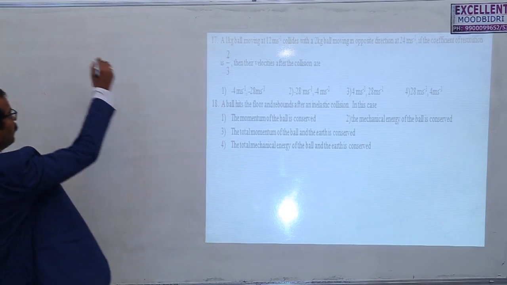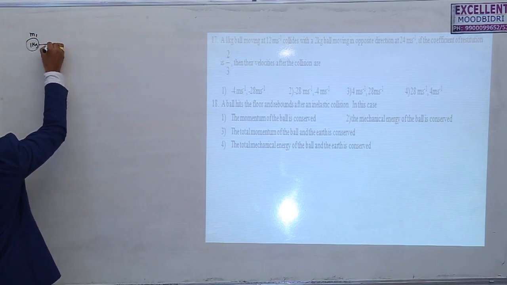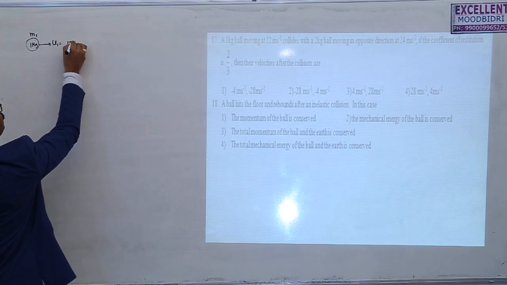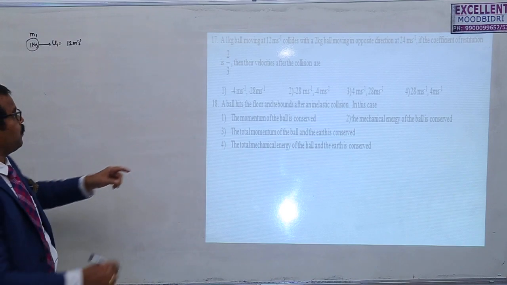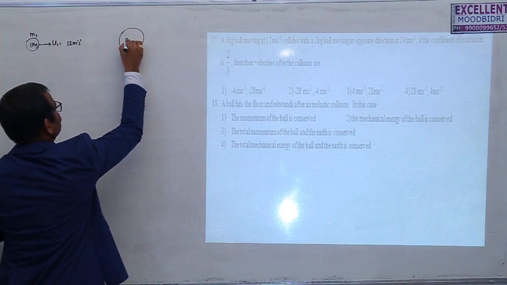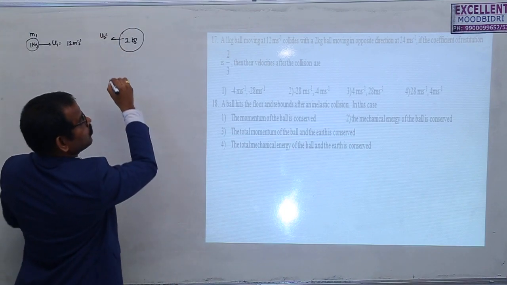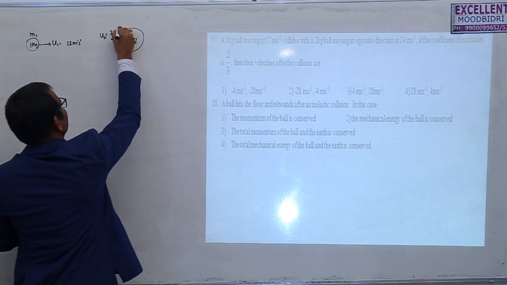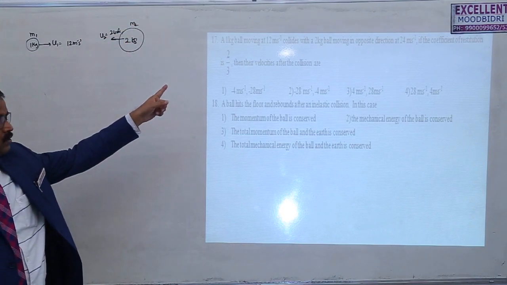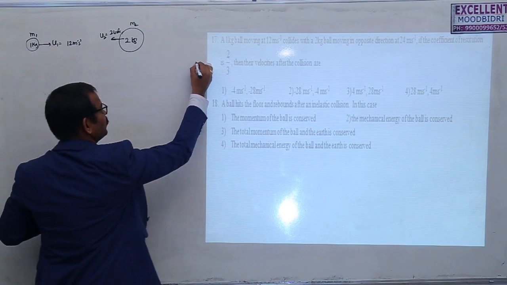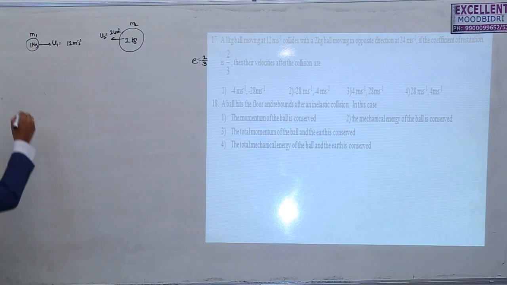17. A 1 kg ball, mass m1, moving with the velocity of 12 meter per second, collides with a 2 kg ball moving in the opposite direction. So this is a 2 kg ball, m2, moving in the opposite direction with a velocity of 24 meter per second, u2. If the coefficient of restitution in this case, E, is equal to 2 by 3, then find their velocities after the collision.